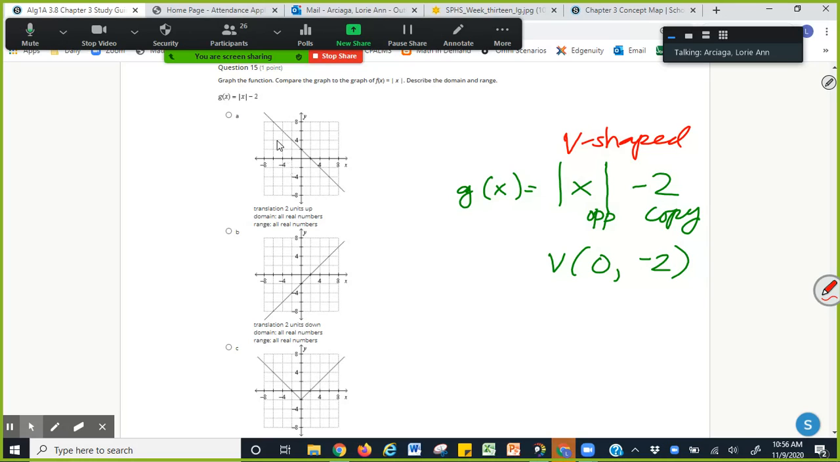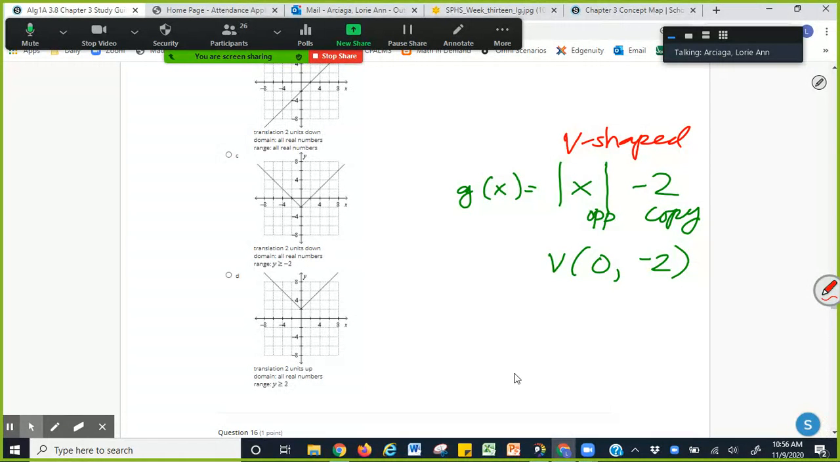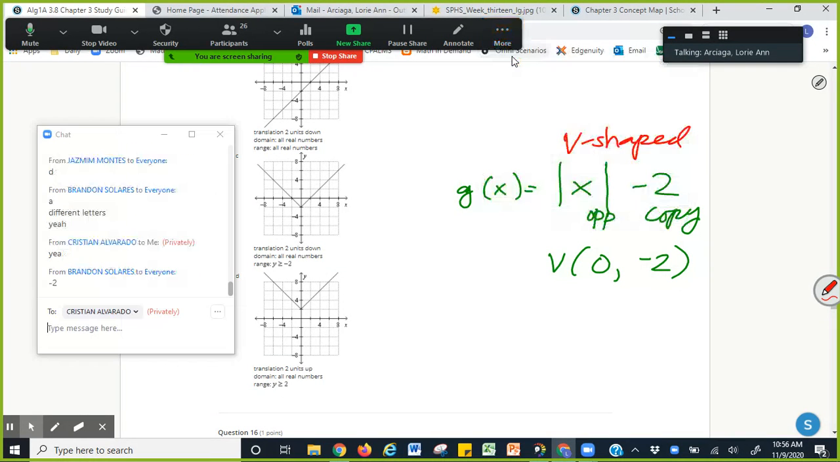So letter A is wrong. Letter B is wrong, right? Because they're lines. So now let's find letter C. Is letter C the right one? How do I scroll down here? Okay. Letter C and letter D are similar, but it's either positive 2 or negative 2. If you look, the vertex is negative 2. So the correct answer is this one, whatever letter that is on your graph.